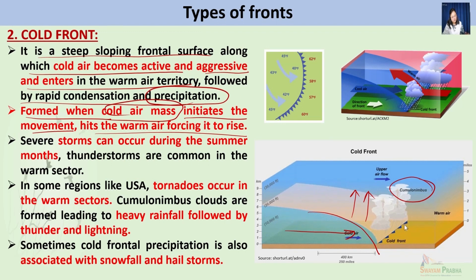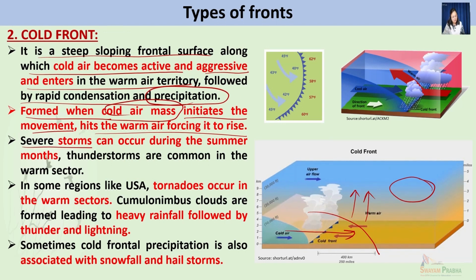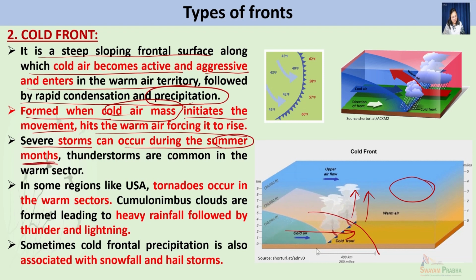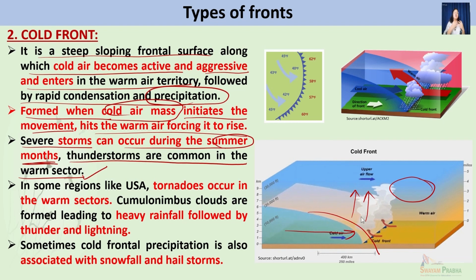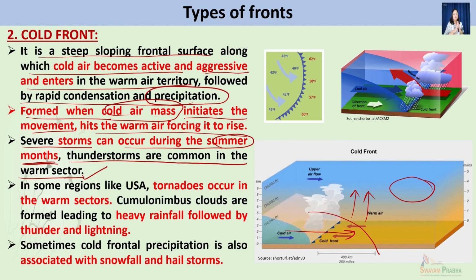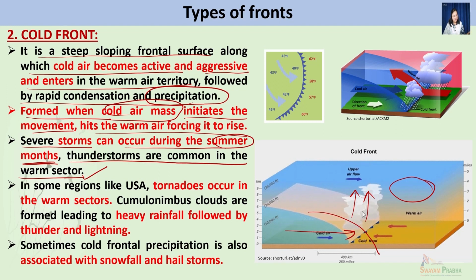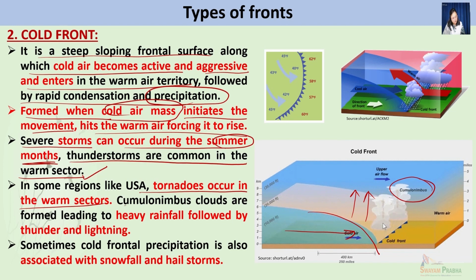And these areas are also zones of severe storms which can occur during the summer months. Thunderstorms are common in the warm sector. Why? Because the warm air is suddenly forced to rise up along the steep cold front, and hence the air rapidly cools down, leading to formation of dense cumulonimbus clouds, and heavy precipitation is witnessed in these areas. In regions like USA, tornadoes also occur in the warm sectors. Cumulonimbus clouds are formed, leading to heavy rainfall followed by thunder and lightning also.